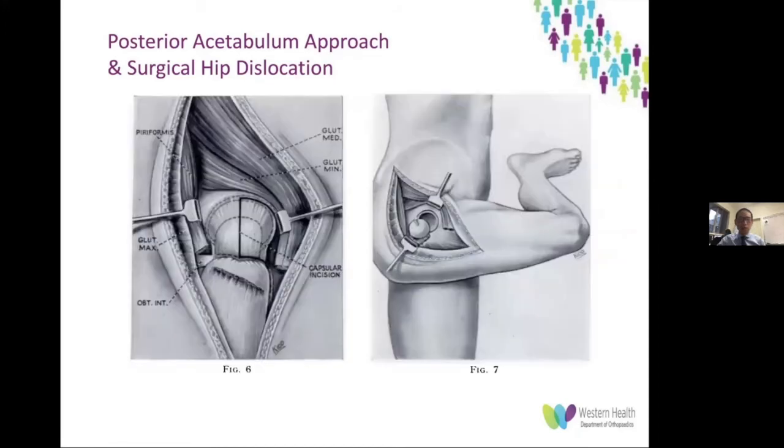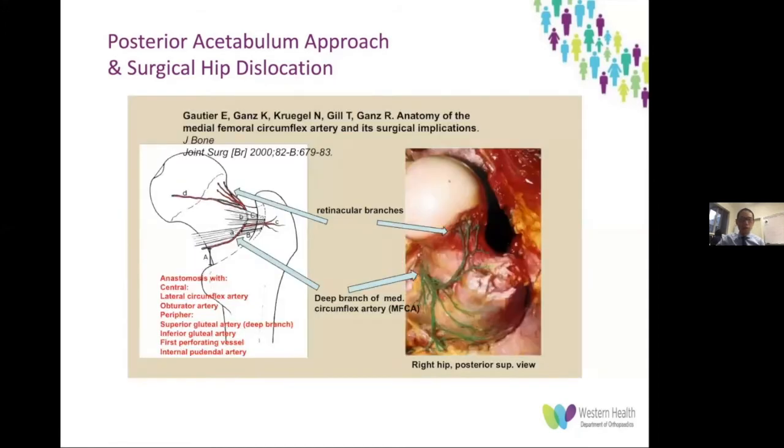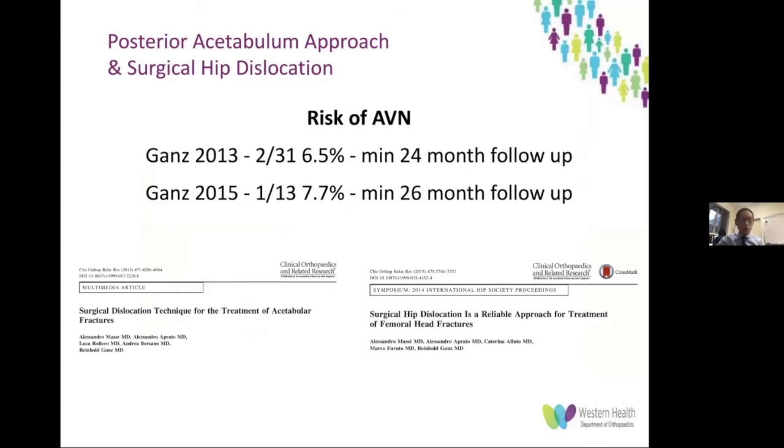The main concern with doing this approach is avascular necrosis, and Ganz has published twice on this, once in 2013 and 2015, demonstrating a 6.5 and a 7.7% risk of AVN with a minimum follow-up of 24 and 26 months. There are some other articles which show a slightly higher risk of AVN.